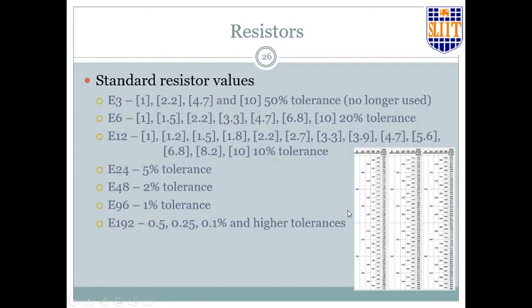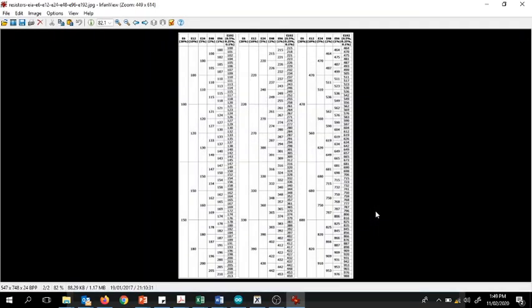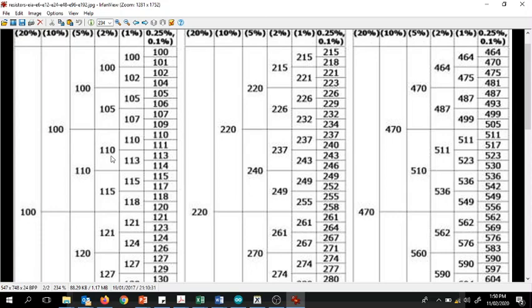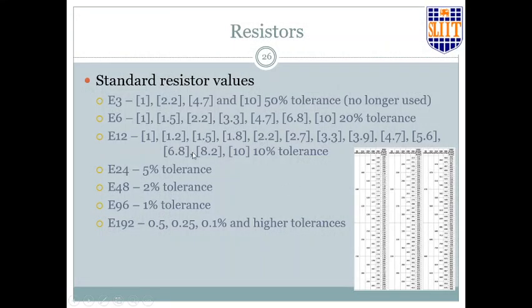Right? Now, here you can see the different values that are available in the different ranges, right? For your reference, you don't have to remember, you can't actually remember all this stuff, right? But the key range, which is the highest available range in the market, is the E12 series, right? So that is what I showed in here, right?